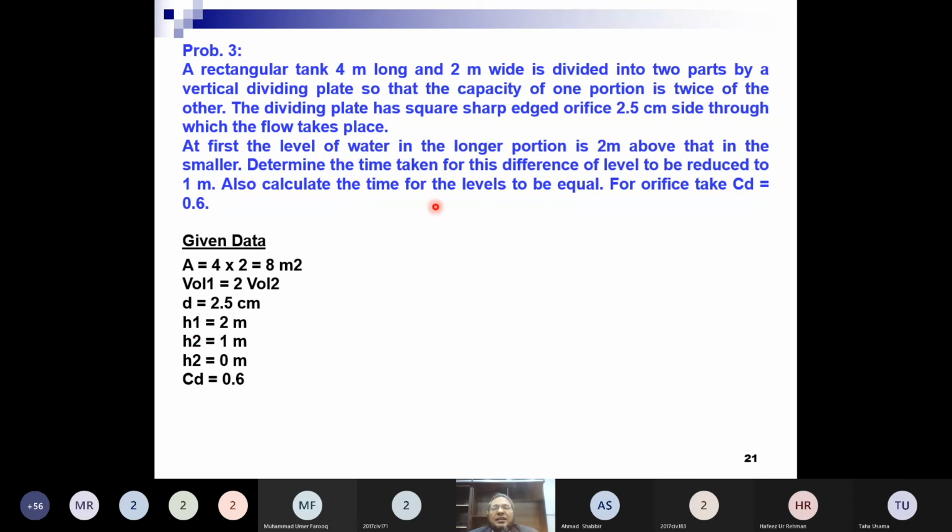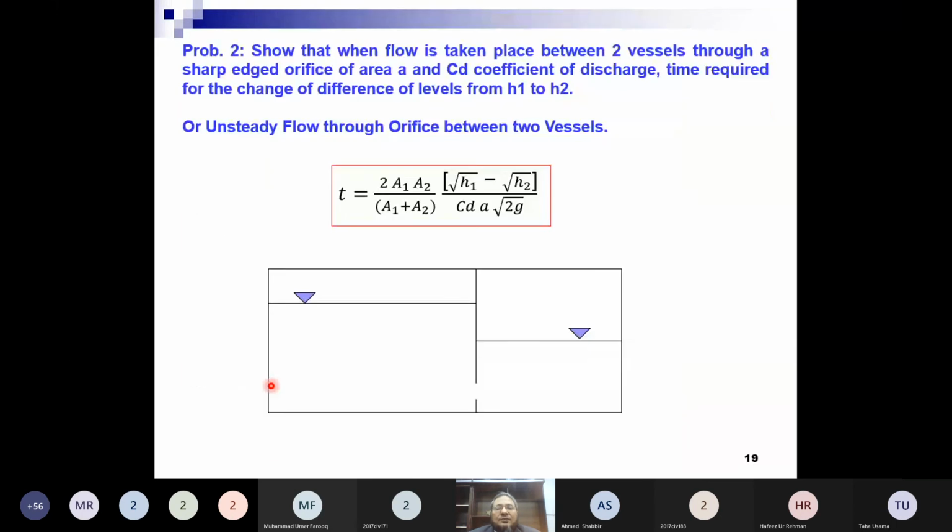Determine the time taken for this difference of level to be reduced to 1 meter. So H2 is 1 meter. Also calculate the time for the levels to be equal. दोनों के equal हो जाएंगे तो what would be the value of H2? 0. When the water level in both the tanks would be same, then H2 will become 0. तो वो कह रहा है जब H2 0 हो जाएगा वो टाइम भी निकालो. For orifice take CD is equal to 0.6. All right, that is the problem. So it means we have to simply apply this equation, है ना? ये equation लगानी है और कुछ भी नहीं करना.